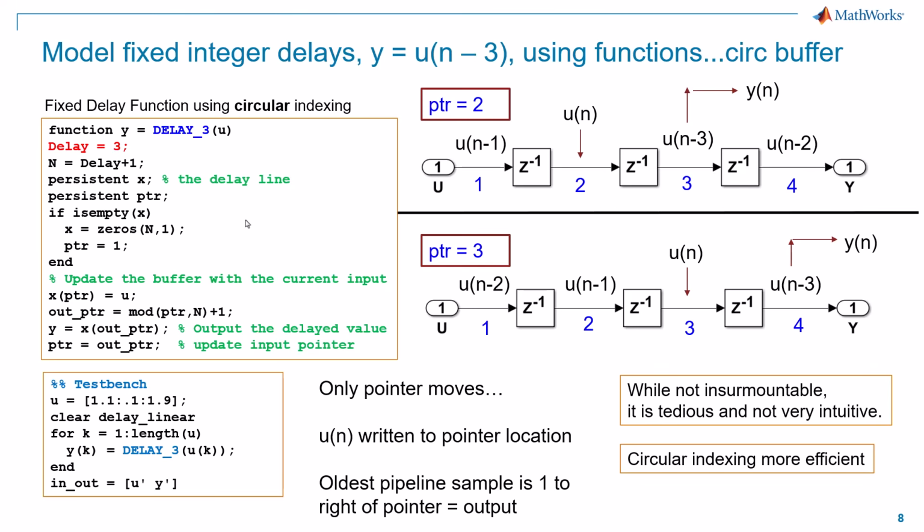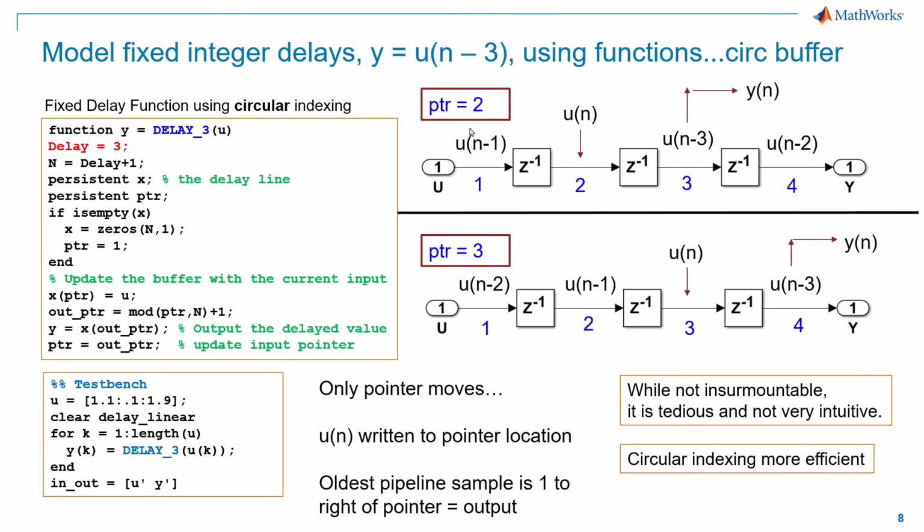In this case, we have a pointer, a circular pointer, you could say. Only the pointer changes, but we don't have any shifting of the data. Let's say the pointer is 2, we're going to write to element 2 in the array. And then the oldest sample in the array is 1 to the right of the current sample. That would be 3 in this case. And then the next oldest, and so on. So we're always writing to the pointer location, and the pointer moves.